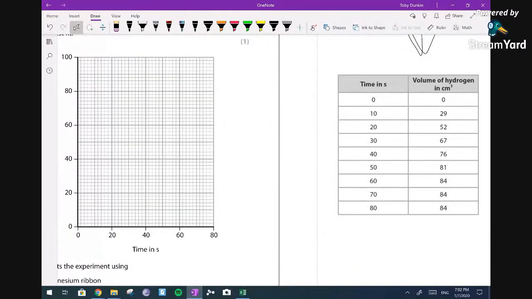So at 0, by the way, this is the most common fault for students. The first bit of data, students think that that is not a data point, but it is. You must include that data point on your graph. Please make sure you do so. So at 0 time, it's 0 centimeters cubed of hydrogen. At 10 minutes, it's going to be 29.